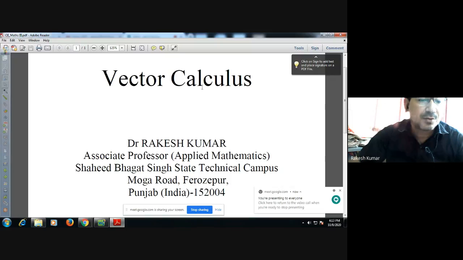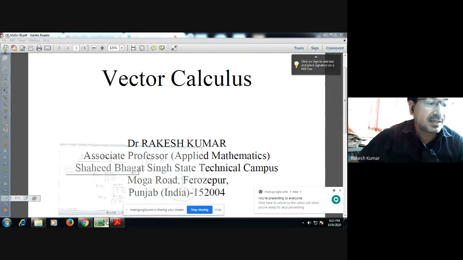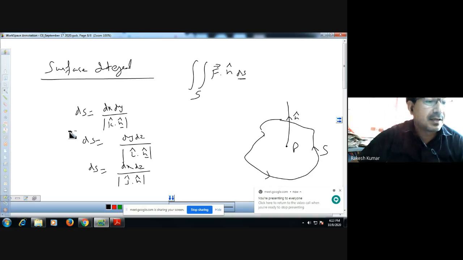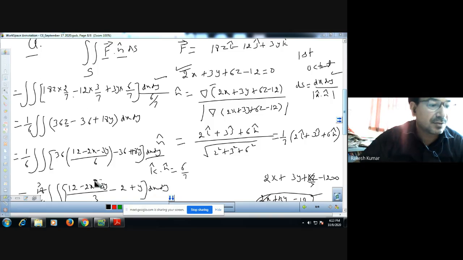One question has been discussed in the previous class related to surface integral. Surface integral is basically the double integral, and for this we require a unit vector which is normal to the surface. We have taken this surface in the previous class and discussed the question. This was the question which we have discussed.